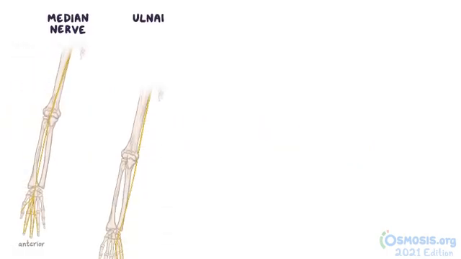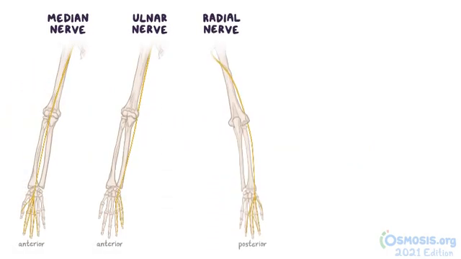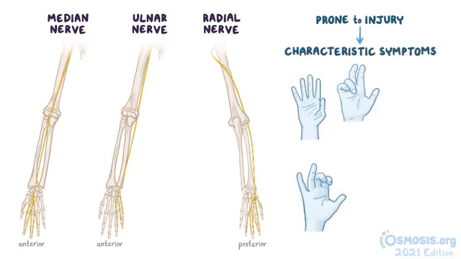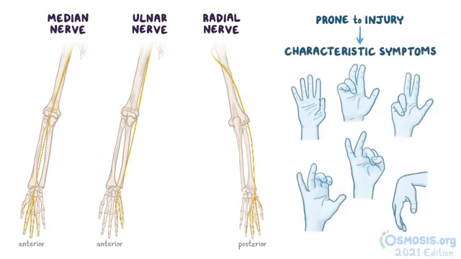The median, ulnar, and radial nerves course through the forearm and wrist, and they help coordinate the movement of our forearms and hands. These nerves, however, are prone to injury because of various causes, and depending on which one of them is injured, that will result in characteristic symptoms that can help us recognize and identify it.